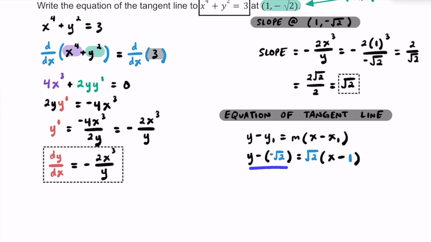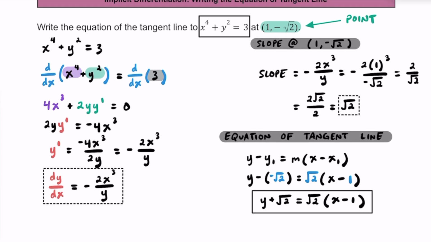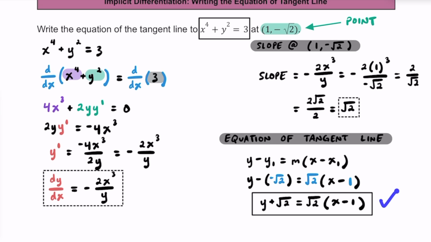And so that's going to be the x1, y1 plugged in, as well as the slope. And then just cleaning this up a little bit on the left side, y minus this negative root 2, you can say it's y plus this root 2. And that's going to be equal to root 2 multiplied by the quantity of x minus 1. This right here would be the equation of the tangent line that is going to hit that point of 1 comma negative root 2 on the equation x to the fourth plus y squared is equal to 3.